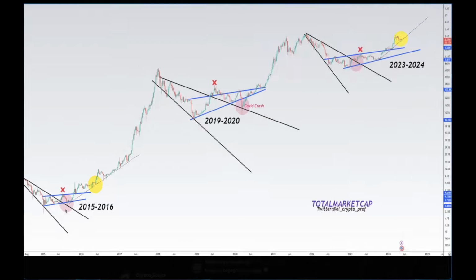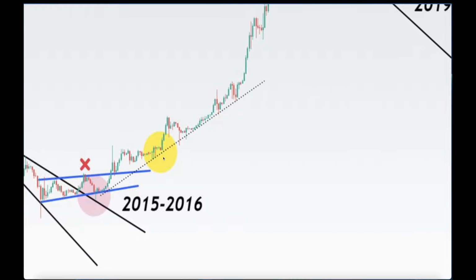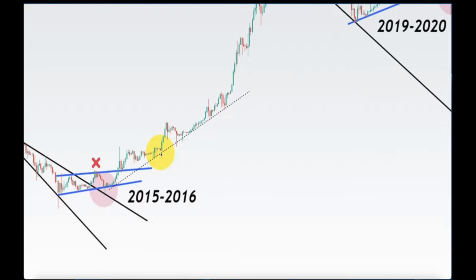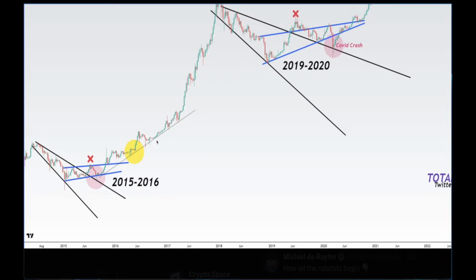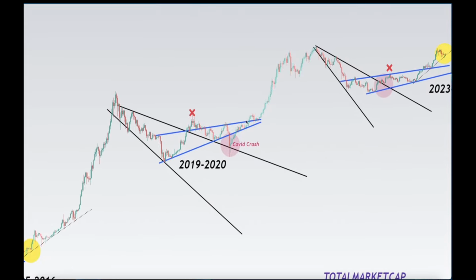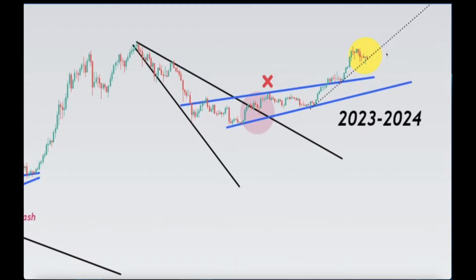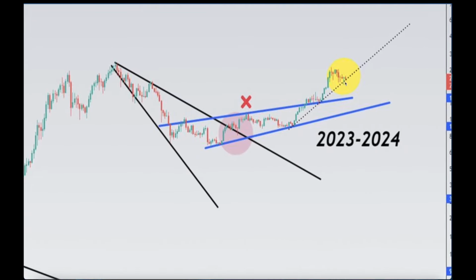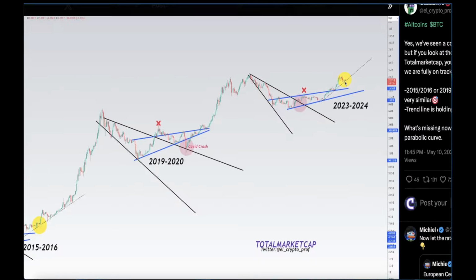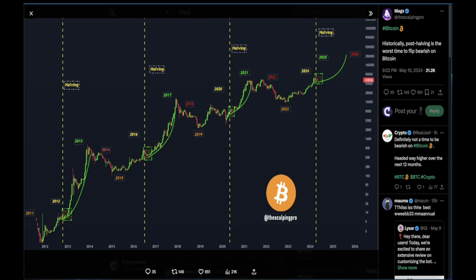So guys, let's have a look at the trend line first of all, right? So this is where we are at, this yellow circle, and we are still holding on it. Well, we were holding on it back in 2015, 2016, and after that we saw the proper parabola, just like in 2019, 2020, and now I believe that this is no different. The trend line is pretty much holding, and we haven't dipped below the trend line, so I do believe that things are getting serious.